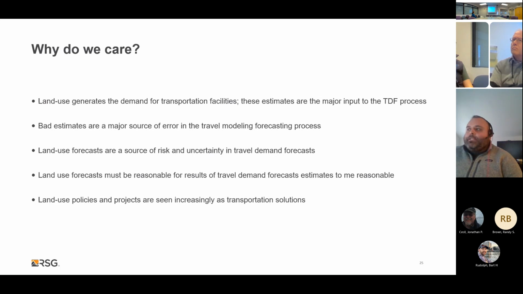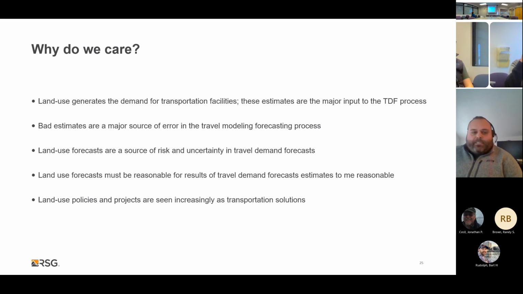The type and location of population, households, and employment set the stage for travel activity estimation. In other words, these estimates are essential in estimating where people live, work, shop, and recreate. And the big thing to understand is that bad estimates cannot be corrected later in the travel demand forecasting process.